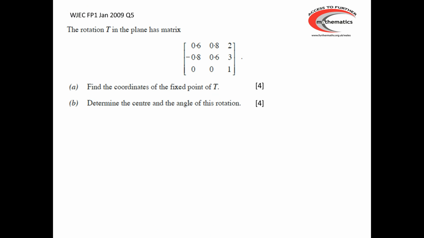Moving on to our second example, which comes from the 2009 January paper. We're given a transformation which we are told is a rotation, and we are given the matrix. So the first thing we've got to do is find the coordinates of the fixed point of t.